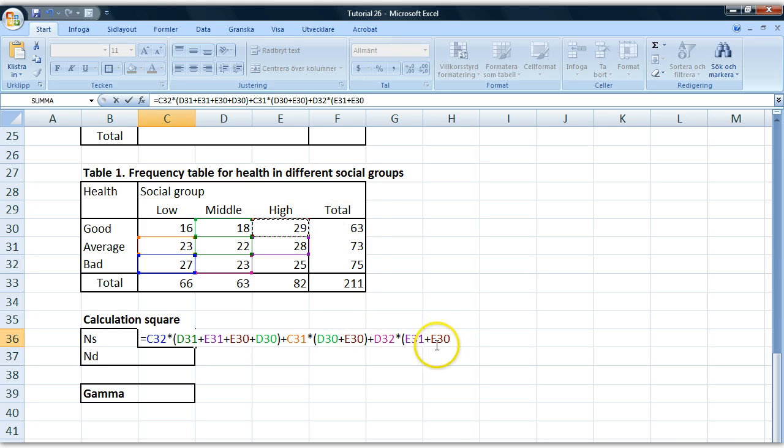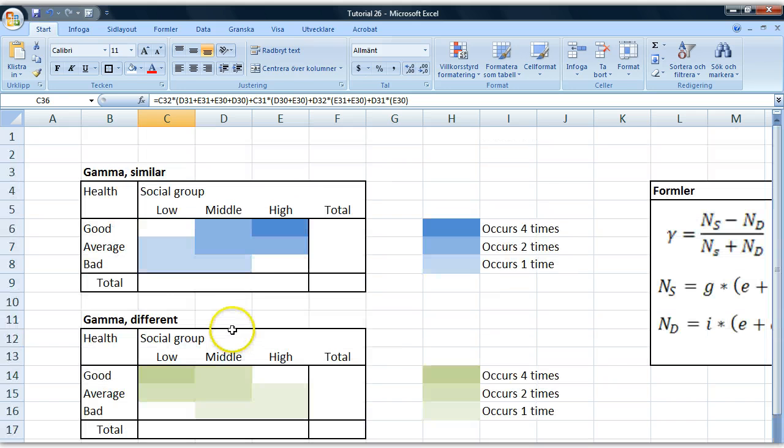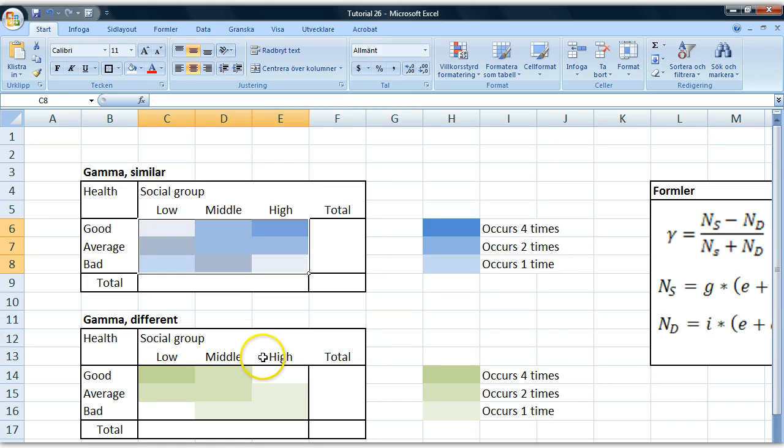There, I don't think I missed it. No, I didn't. Plus, finally, this cell multiplied by all the cells above and to the right of this frequency table, like so. So this is our n similar, ns. We hit enter, and we get a value for that.